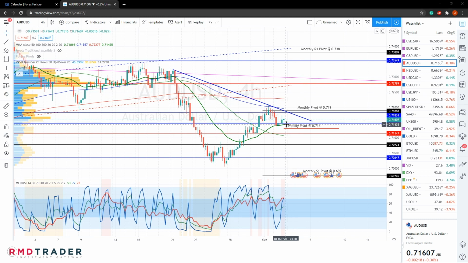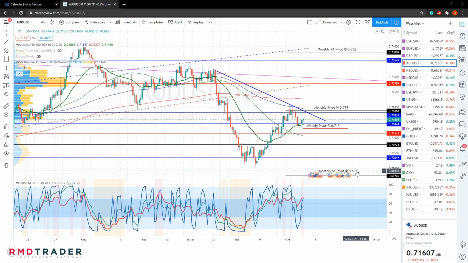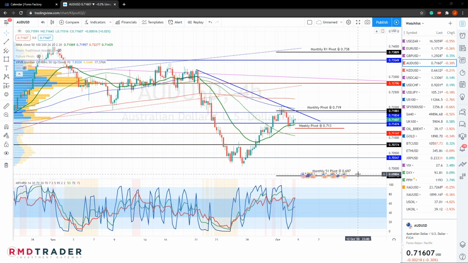If we break below this area at 0.714 and probably more important, our weekly pivot at 0.713, the move lower could then take us towards the 0.707 level, and after some consolidation might even take us as low as 0.697. That is where we'll meet up with the monthly S1 pivot. And as with the other two USD pairs, the probability move is probably to the downside, yet it remains prudent to stay with price action to ensure you're not on the opposite side of the trend.